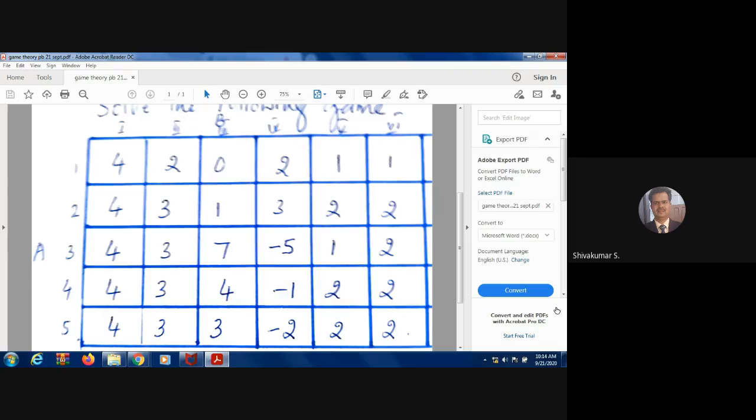Now check out the values in a row which are less than or equal to any other rows. Start with the first row. First row values are 4, 2, 0, 2, 1, 1. 4 is equal to 4, 2 less than 3, 0 less than 1, 2 less than 3, 1 less than 2, 1 less than 2. So you can say that the values in row 1 are dominated by the values in row 2. Therefore, delete row 1.